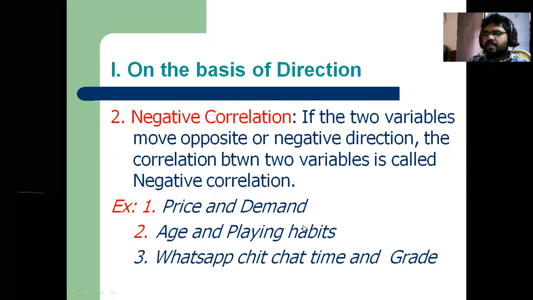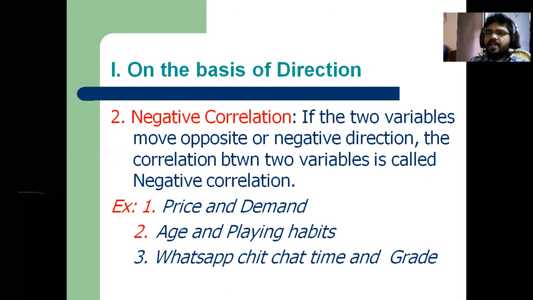Then on the base of direction, there is another one, negative correlation. If the two variables move in opposite directions, that is, if one variable moves this way and another variable moves that way, that is an opposite direction, and that is called negative correlation. The best example is price and demand. As price increases, the demand comes down. As price decreases, the demand will increase.